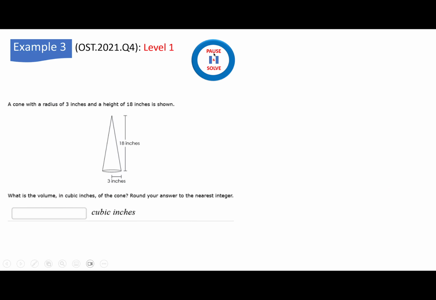Example 3. Again, reminder, you can pause and do the problem first. Here's a cone, and the radius is 3 here. That's, again, a direct application of the formula. Remember, when you are talking about the cone, it's 1/3, 1/3.